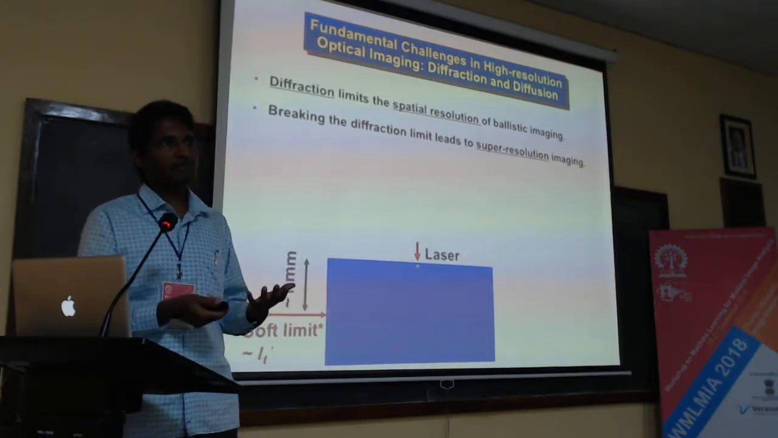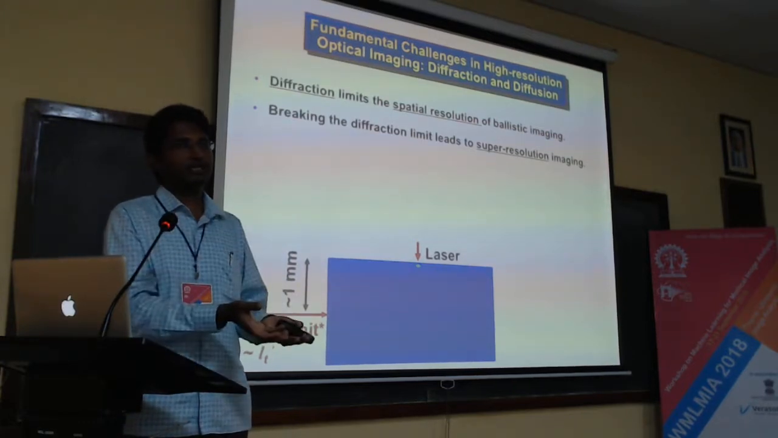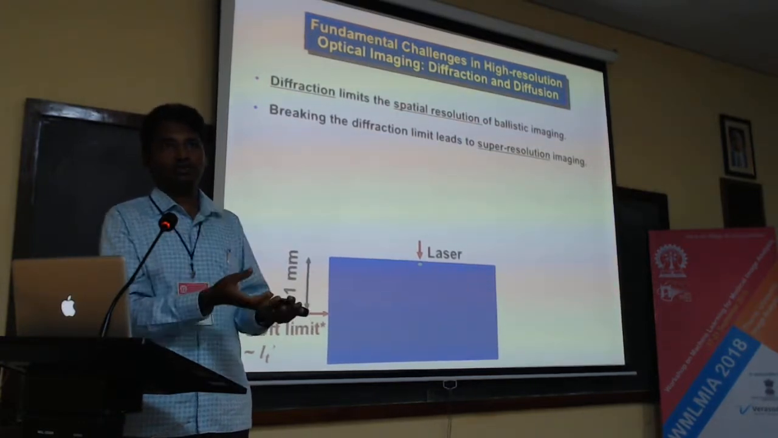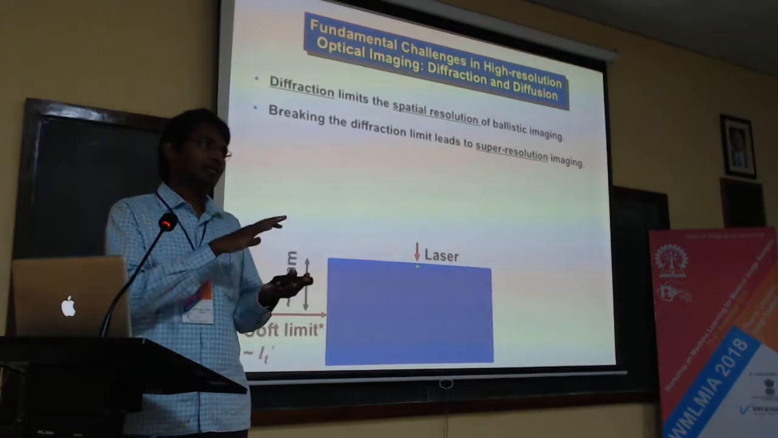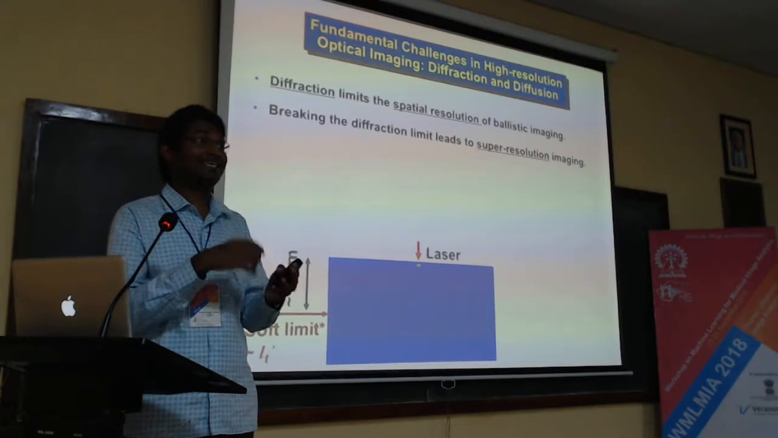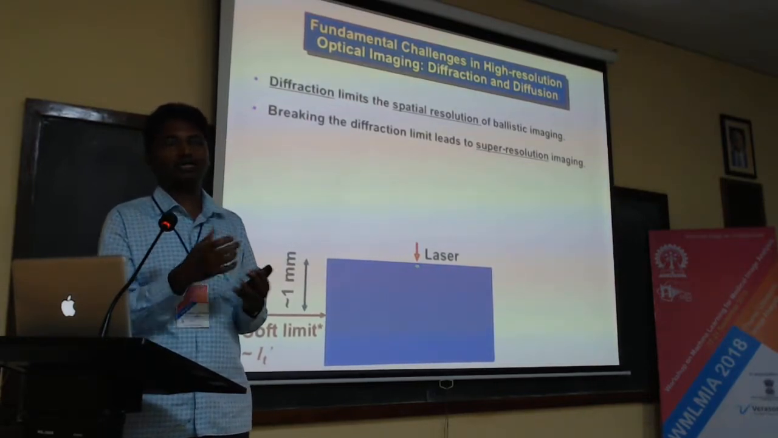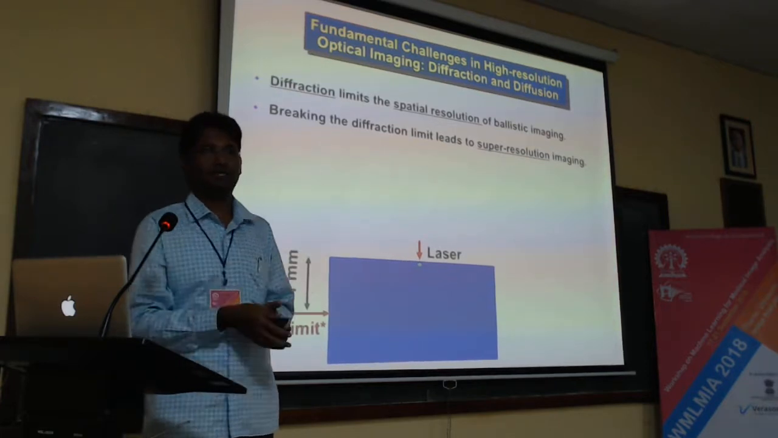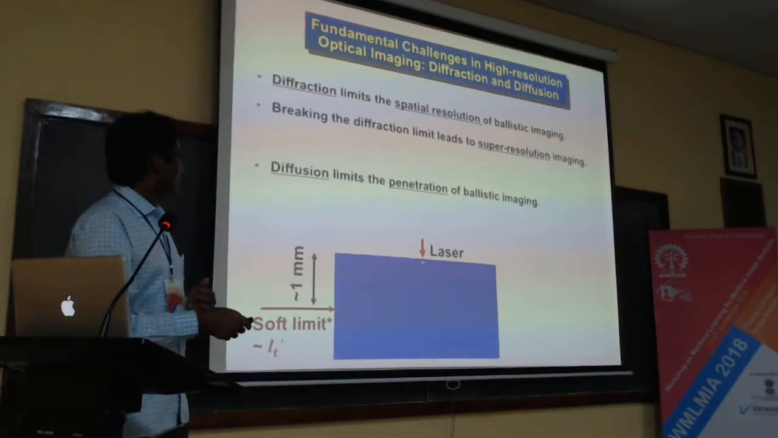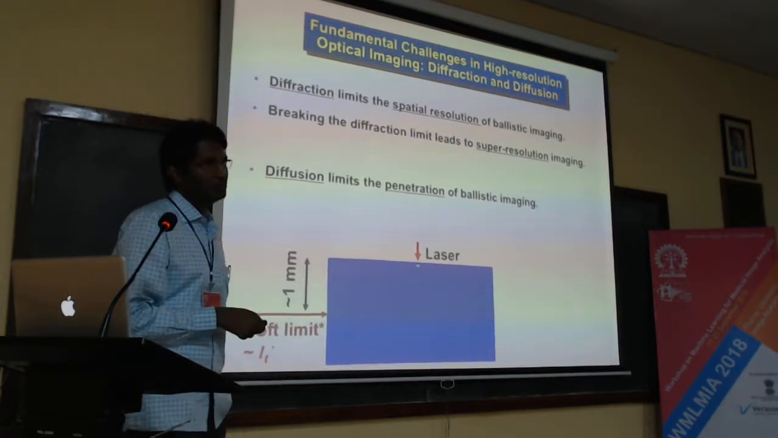So in photoacoustics, you are irradiating the laser, and each part of the organ or each tissue type is going to absorb the light differently. That means the expansion is going to be different in each one, and that interaction you can pinpoint and say that that is what is happening. So this is what we say: the diffusion limits the penetration of ballistic imaging.